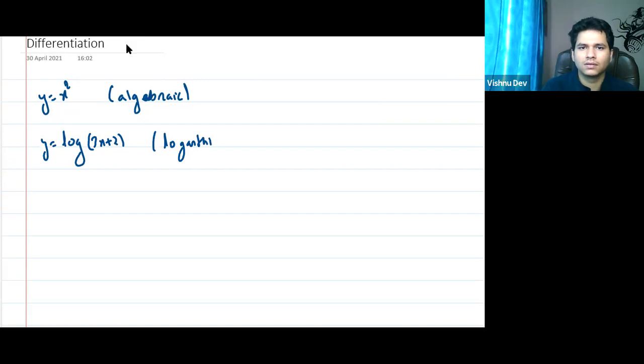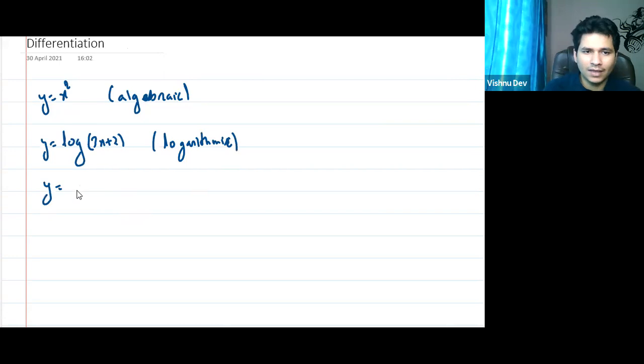This is a logarithmic equation. Now, in the same way, if I'm asking you y is equal to e to the power 3x minus 2. So here e is a constant. E is called exponential. E is a constant, just like pi.